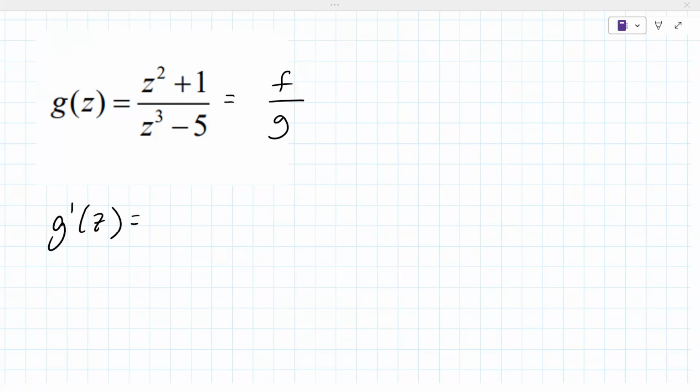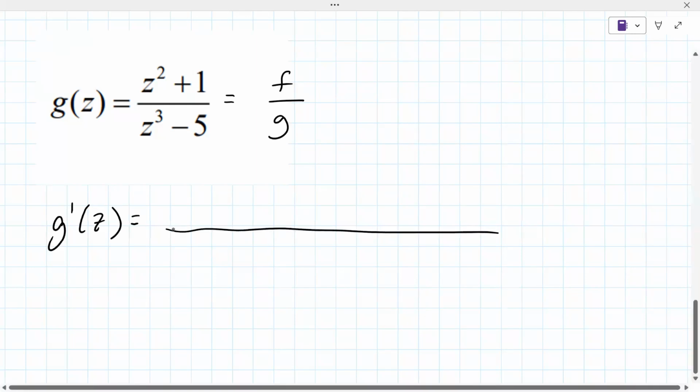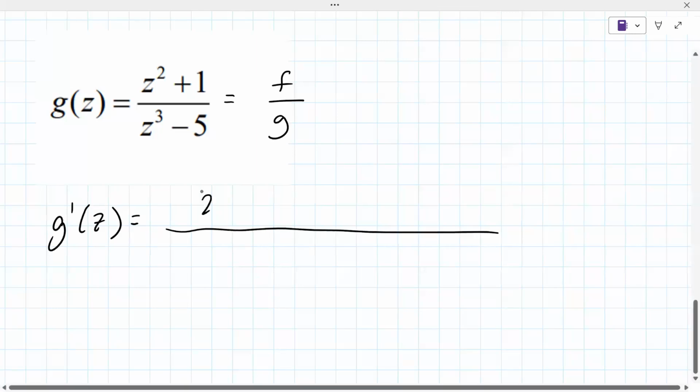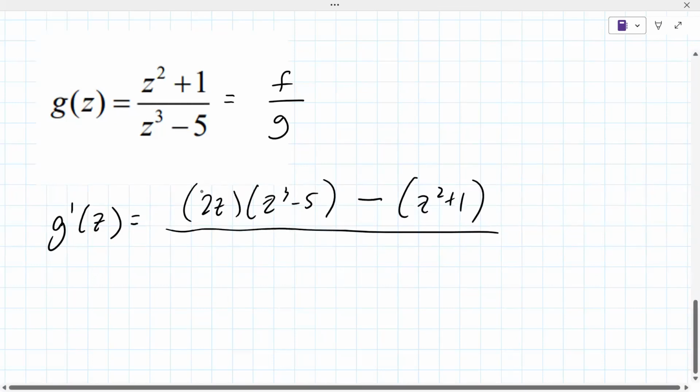Let me know when you got something. You can tell me what goes on the top. So on the top I got 2z times z cubed minus 5, minus z squared plus 1 times 3z squared, all over z cubed minus 5 squared. Very good.